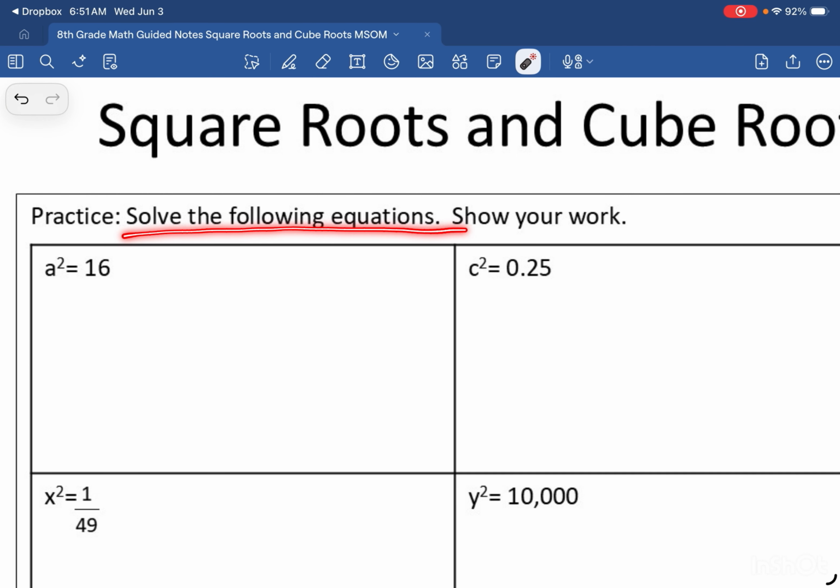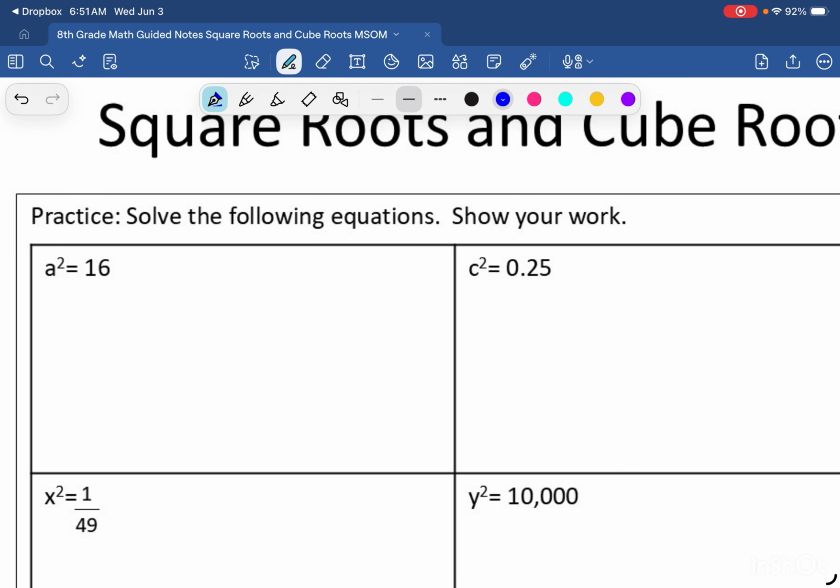Practice. Solve the following equations. Show your work. A squared equals 16. So if I take the square root of each side, those right there will cancel. So a equals the square root of 16. What number multiplied by itself equals 16? And that is positive 4 and negative 4.